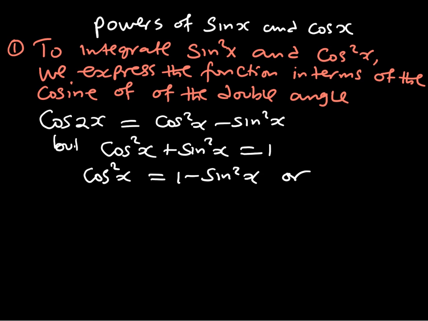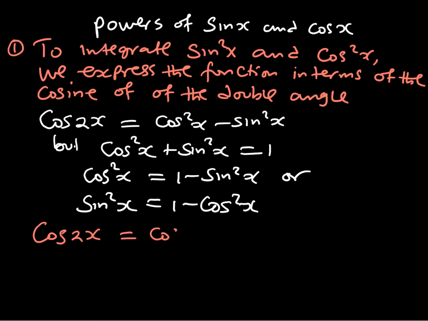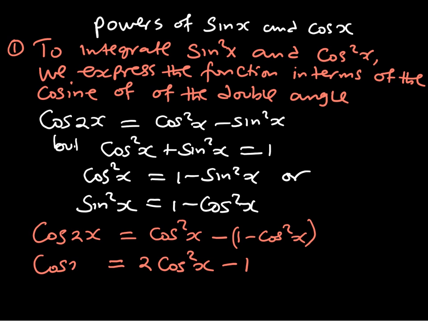Or if you want, you can make sine squared x equal to 1 minus cos squared x. Now, what does that mean? If we go back and pick the identity, we have cos 2x equals cos squared x minus sine squared x. But now, sine squared is 1 minus cos squared x, if I decide to substitute for sine squared x in terms of cosine squared. So this is 2 cosine squared x minus 1 is equal to cos 2x.